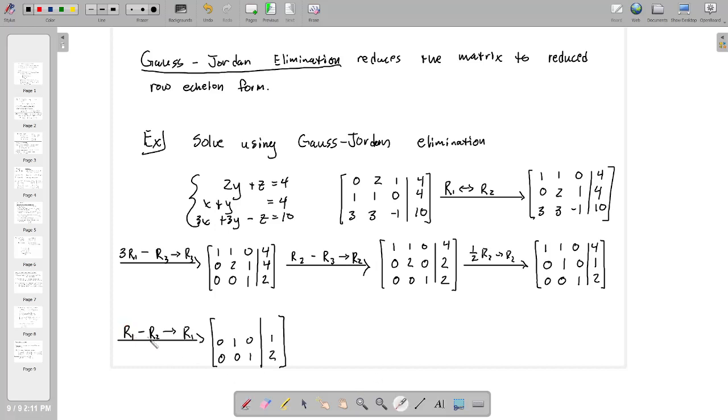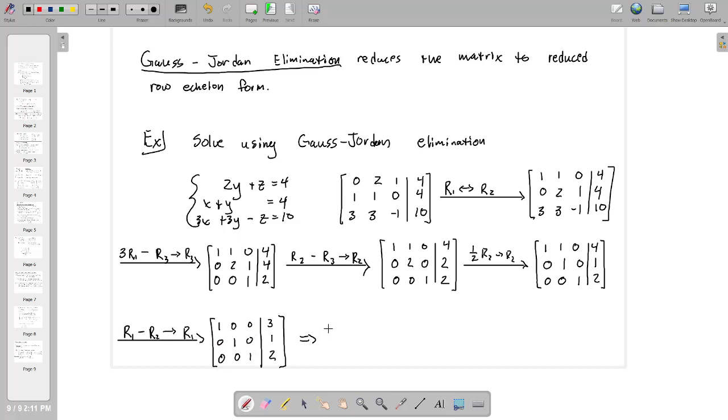And now we do row 1 minus row 2. So notice 1 minus 0 gives me a positive 1, so I have a positive 1 here. 1 minus 1 is 0, and 0 minus 0 is still 0. And then we have 4 minus 1 is 3. So now I'm in reduced row echelon form. I have my leading entries are all 1. The leading entry of each row is to the right of the leading entry in the previous row. And there are zeros above and below each of the leading entries.